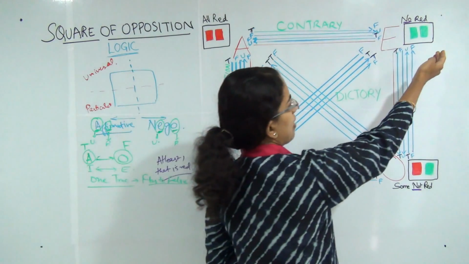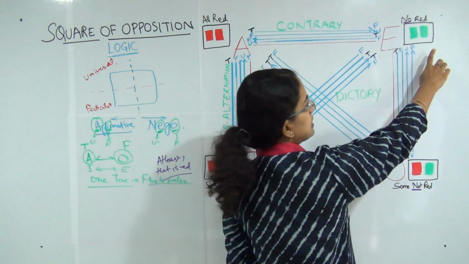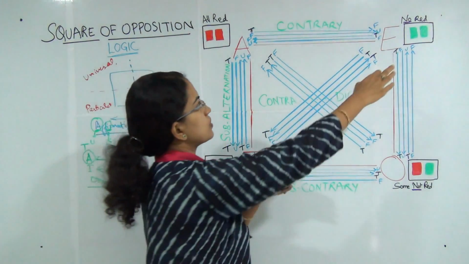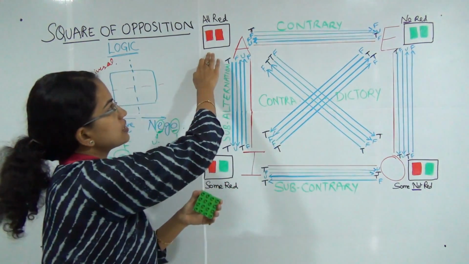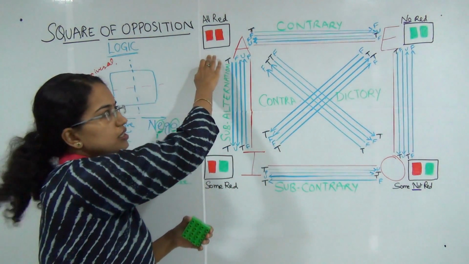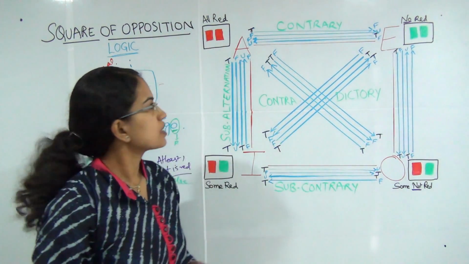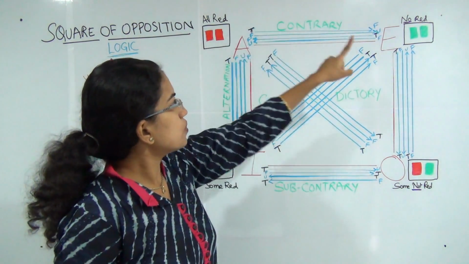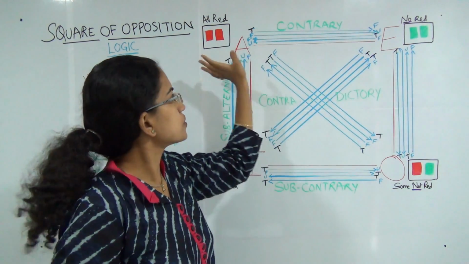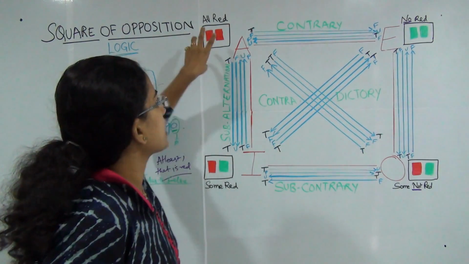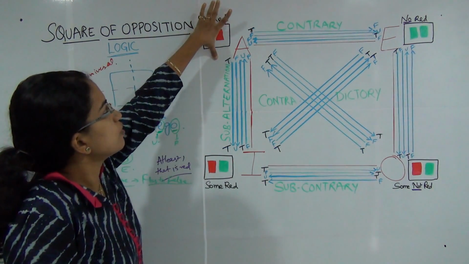Again it would happen the same from here. If I say this is true, that is, no block is red, that automatically means that this becomes false. So the true becomes false and the false becomes true here. True becomes false here, that is for sure. But what happens if I say this is a false statement?